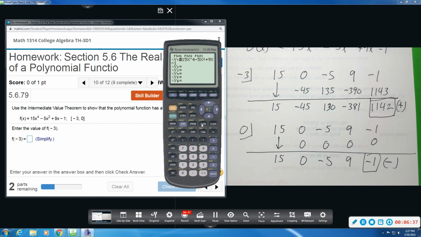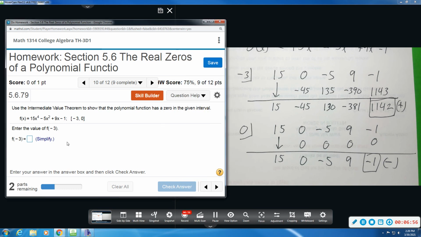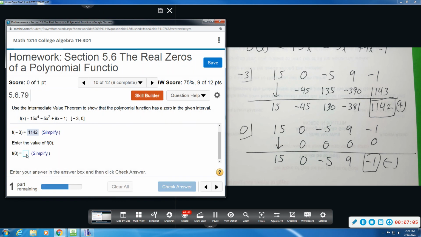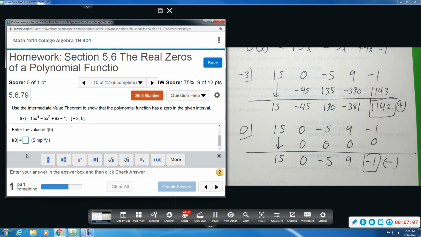All right, I don't actually have to graph it. I'm just going to do second graph to see the table. And we're going to focus on the two numbers, -3 and 0. So I have to arrow up. So here's -3. We can see we get 1142, what we computed by hand. And at 0, we get -1. And so that's what they want here. When I plug in -3, we got 1142. Just verifies what we got. When we plug in 0, we got -1.